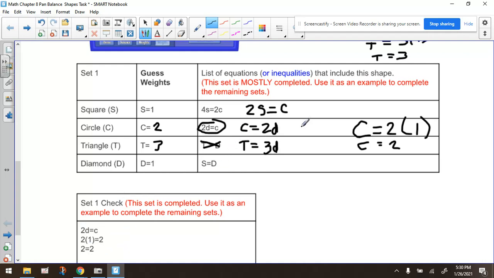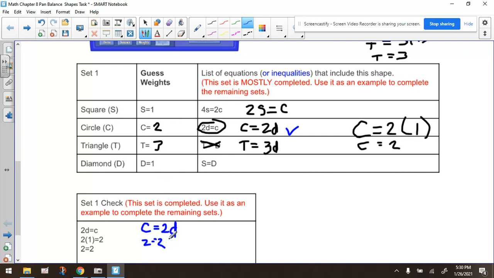Now we could have easily chosen this equation instead. So let's say we did that. If we chose that, we would put in C equals 2 times D, and then we would substitute in our values. So here for C, we said that's a 2.